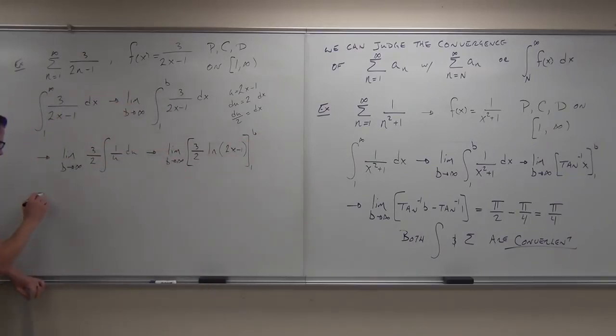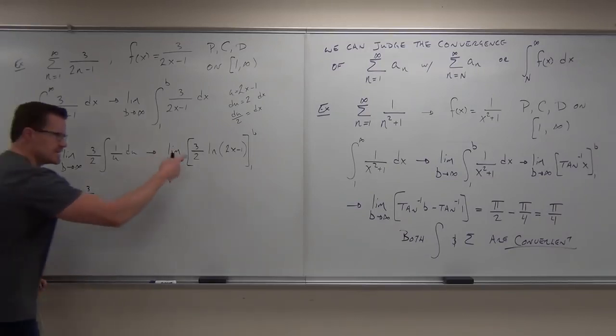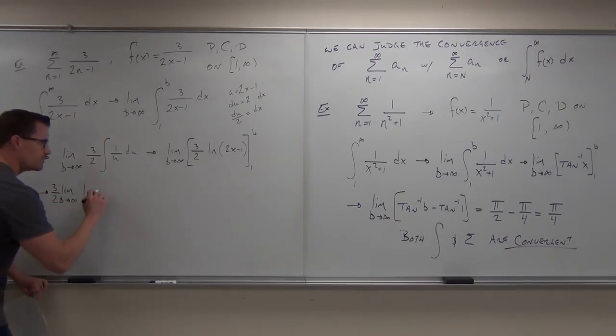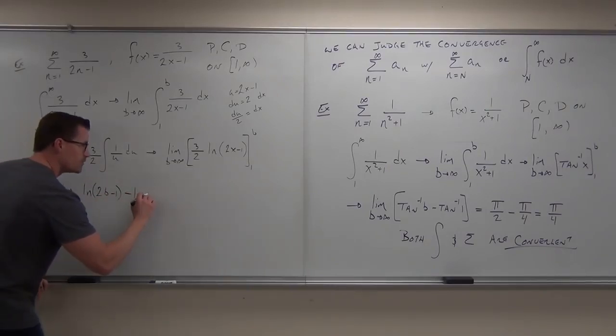So let's do that. This would be a limit as b approaches infinity of 3/2. You can even pull the 3/2 all the way out front if you want to. The constant can be pulled out in front of the limit. So let's have 3/2 out front. We'll have ln of 2b minus 1 minus ln of 2 minus 1.